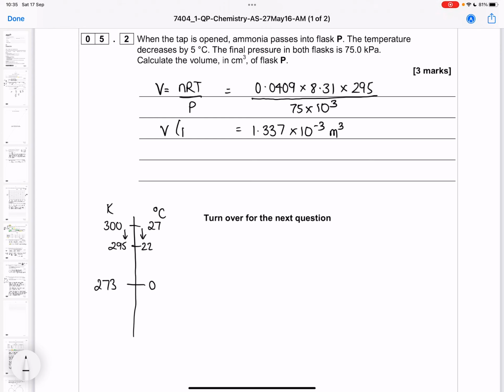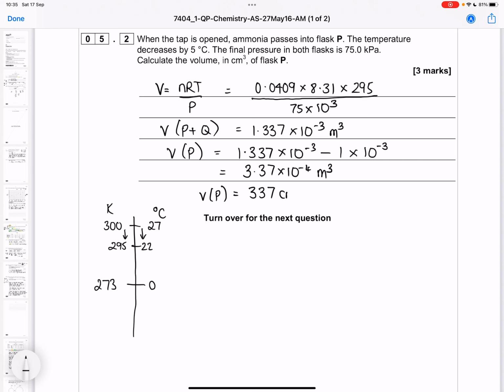Now remember that this is the volume of P and Q combined, and the question wants the volume in P. So I'm going to minus the volume from Q. Now the volume from Q was given to me in the first part of the question. It was 1 times 10 to the, and remember we converted it into metres cubed, minus 3 metres cubed. So if I subtract that on my calculator, I'm now getting 3.37 times 10 to the minus 4 metres cubed, but the question wants it in centimetres cubed. So I'm going to re-multiply by 1,000,000, 1 times 10 to the 6, to get 337 centimetres cubed.